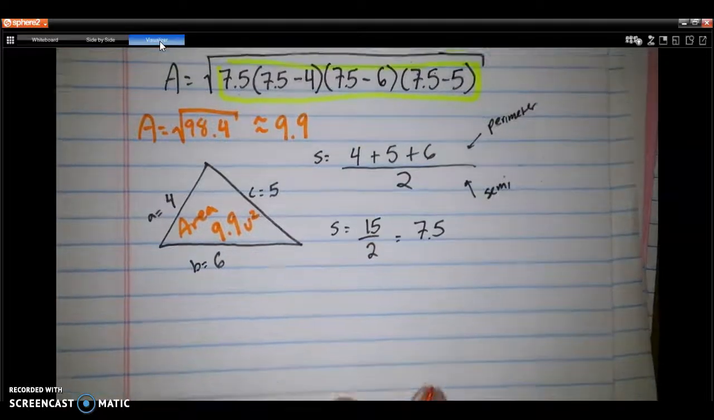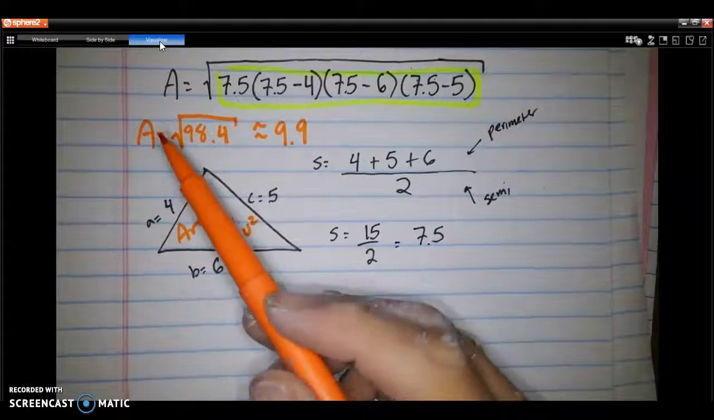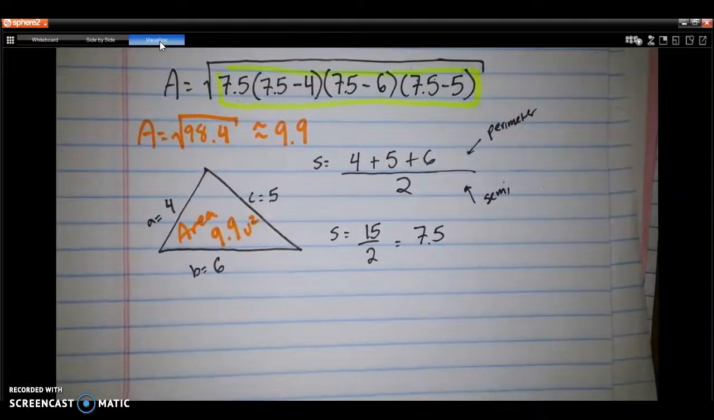Now, make sure, if they don't tell you all of the sides, you need to know all of the sides. If they don't tell you all of the sides, you need to use law of sine or law of cosine to do that. You will have to do that on one of the questions in the assessment.